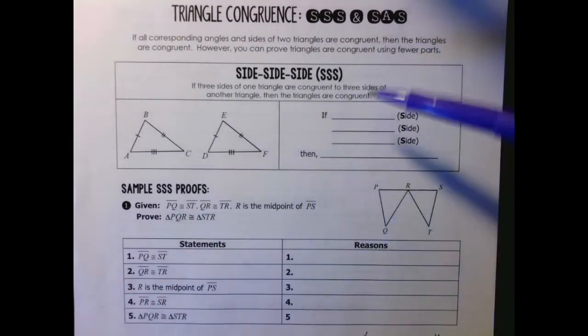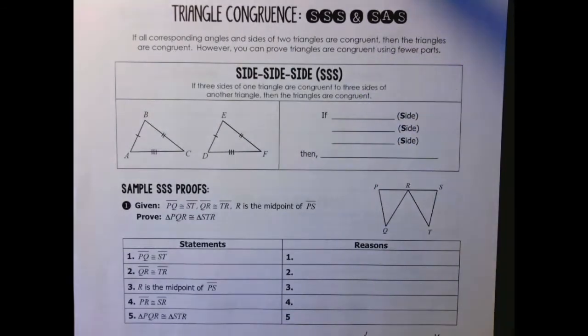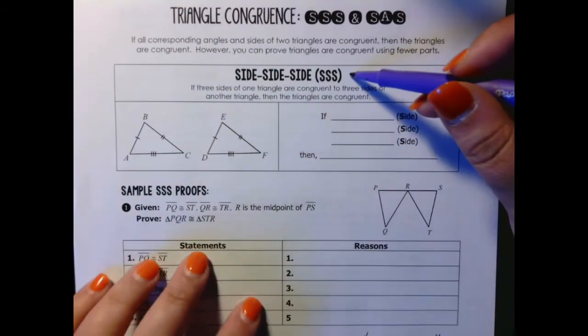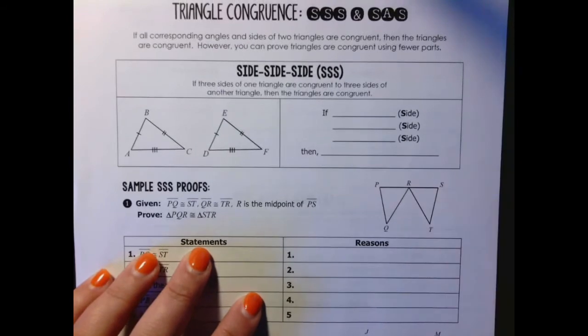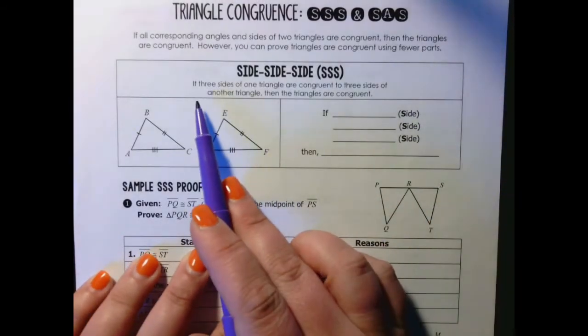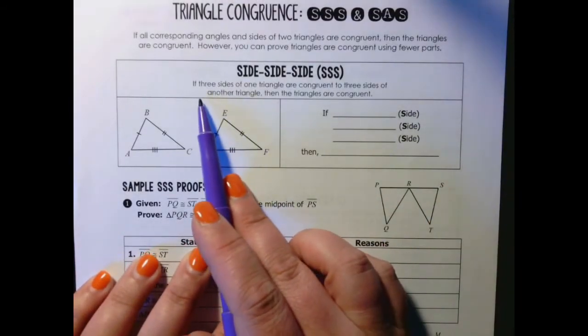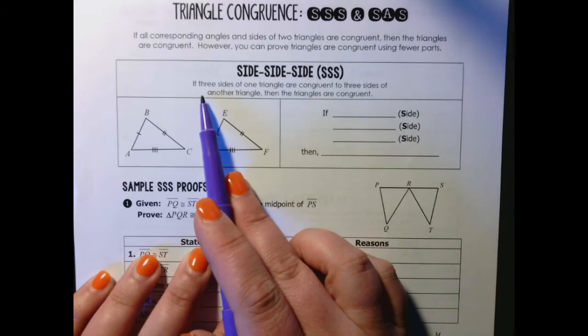Alright, so we are going to first start by going into more detail with SSS, or side, side, side. If all corresponding angles and sides of two triangles are congruent, then the triangles are congruent. However, we can prove them congruent using fewer parts. So this one, we're going to use 3 sides to prove them congruent. If 3 sides of one triangle are congruent to the 3 sides of another triangle, then the triangles are going to be congruent.